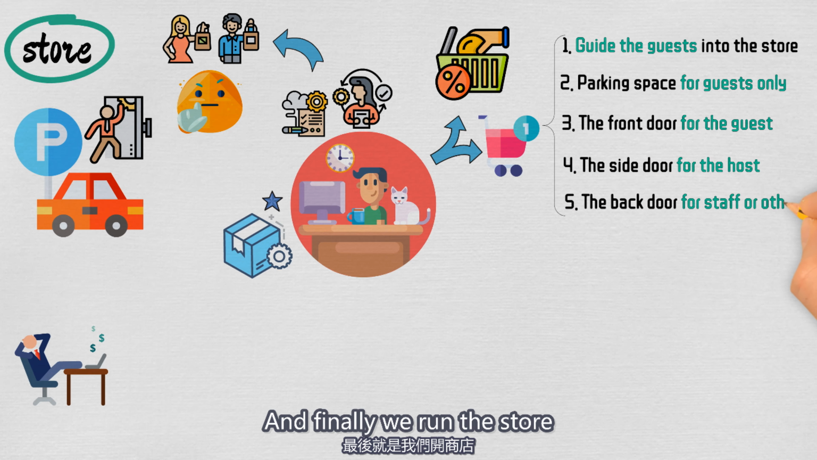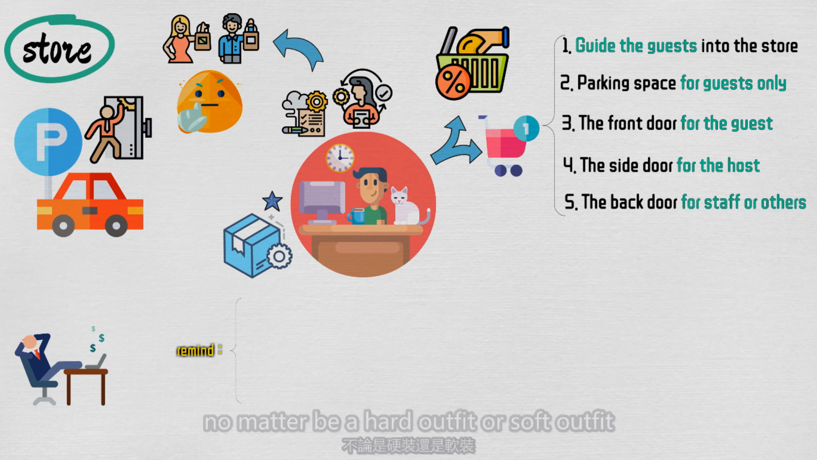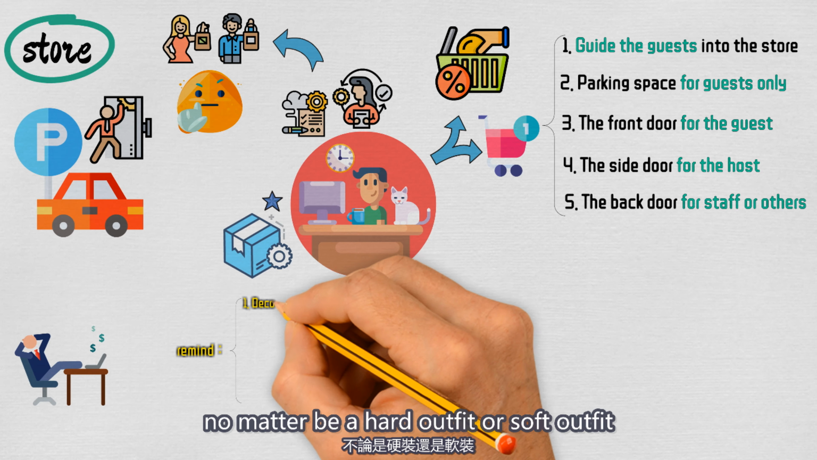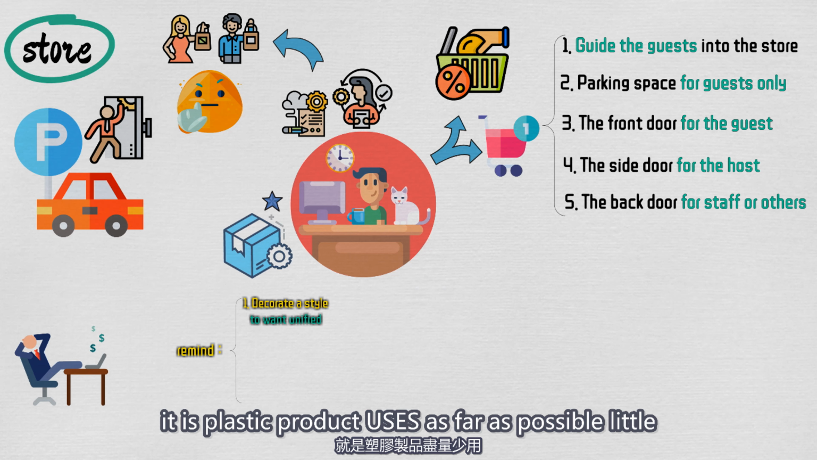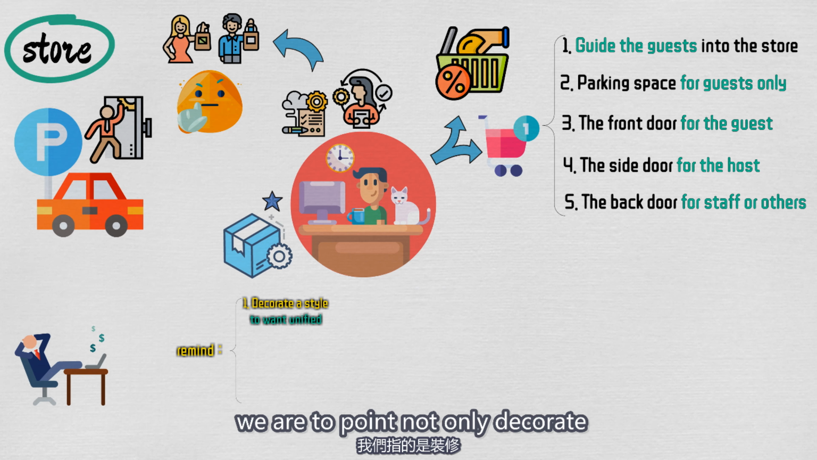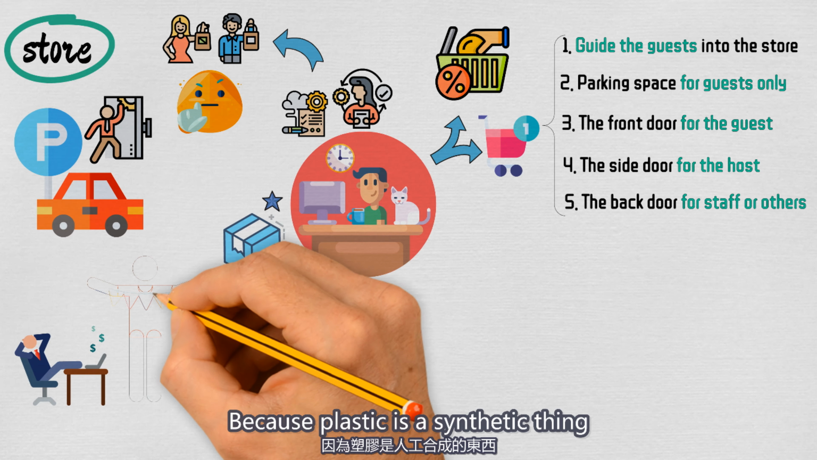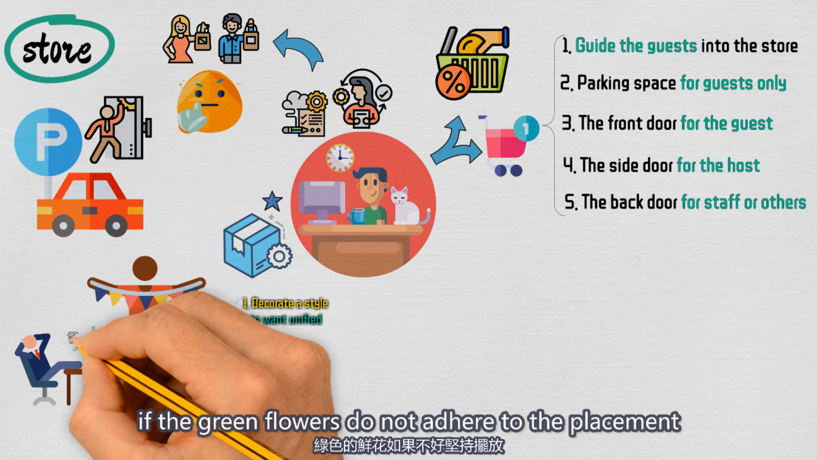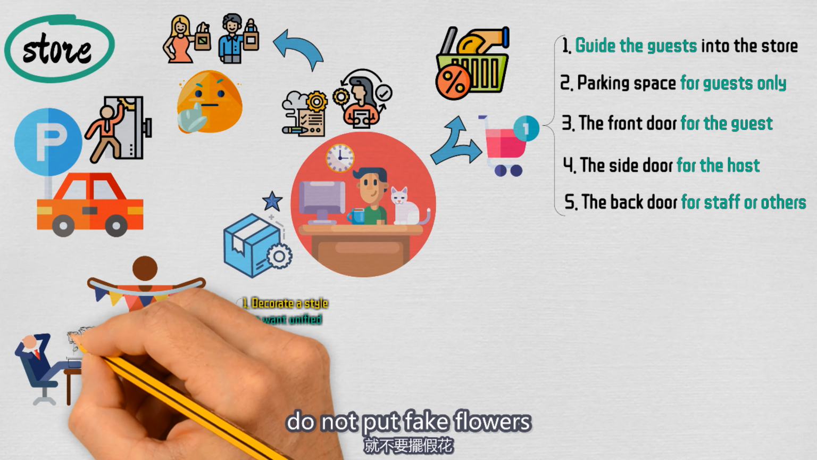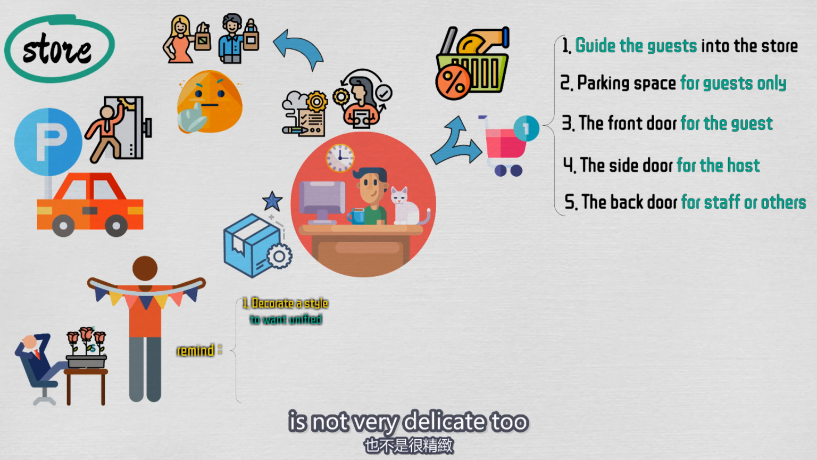And finally, as we run the store, there are a couple of other noteworthy things. The first is decoration. No matter whether it is a hard outfit or soft outfit, it should be the same style. But one point: use plastic products as little as possible, not only in decoration, but also in decorations. Because plastic is a synthetic thing, it's inherently unnatural, and it feels like a fake. Therefore, if the green flowers are not real, do not put fake flowers, because the guest's feeling is not very good, and it is not very delicate either.